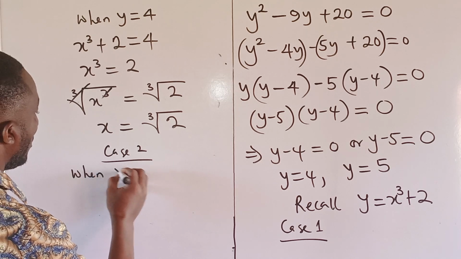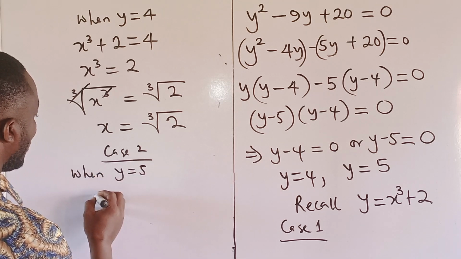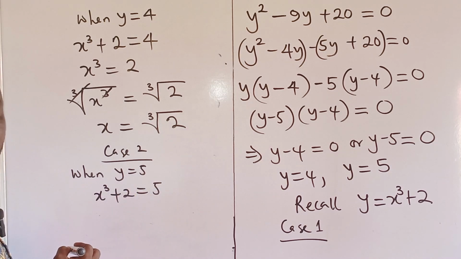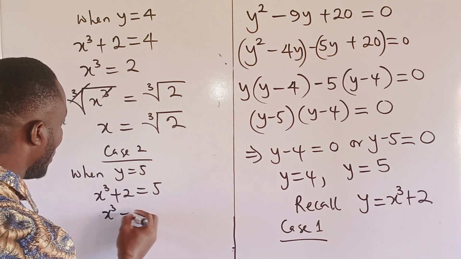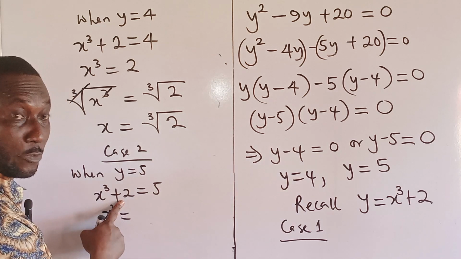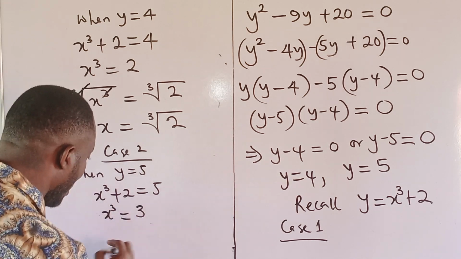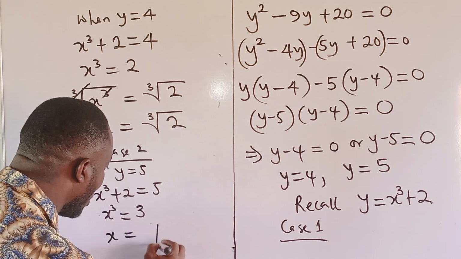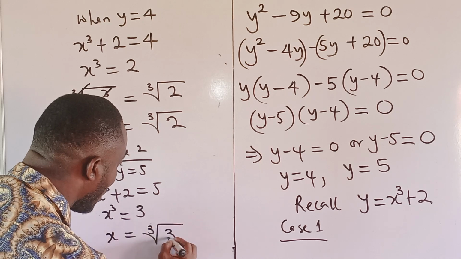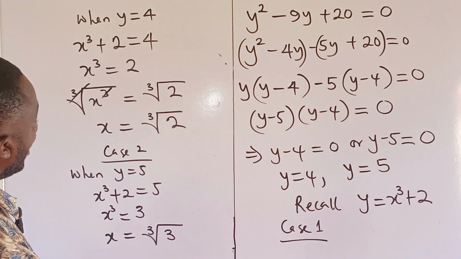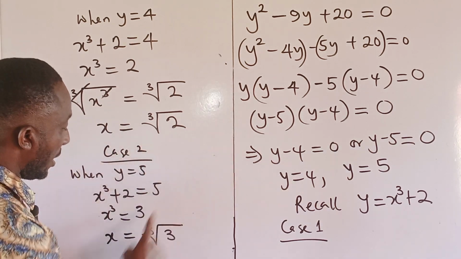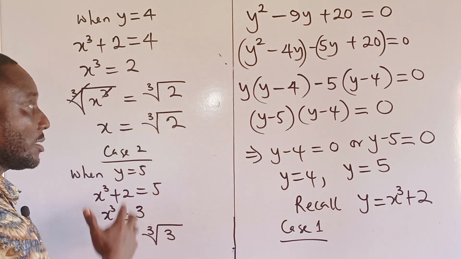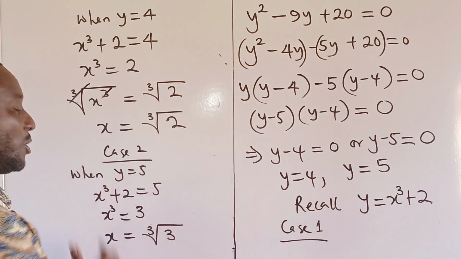When y equal to 5, we are going to be having s cubed plus 2 equal to 5. So s cubed will be, if I subtract 2 from both sides, that will give us 3. If we then also take the cube root on both sides, we're going to be having s equal to the cube root of 3. So s equal to the cube root of 2 and s equal to the cube root of 3 are the two values of s that satisfy the real solution to the original equation.